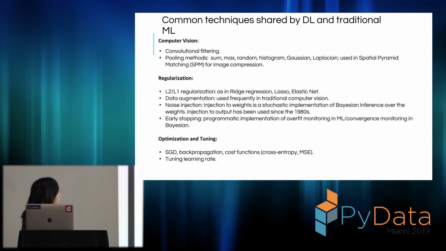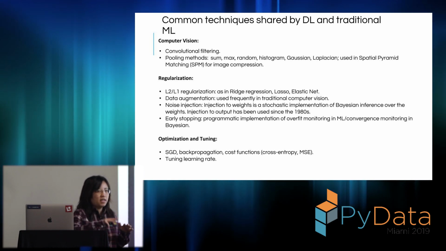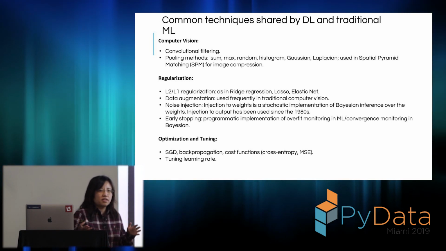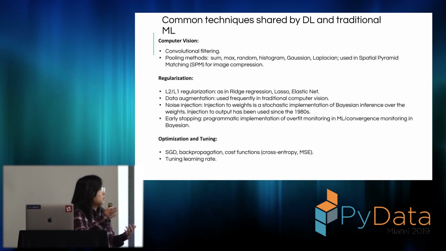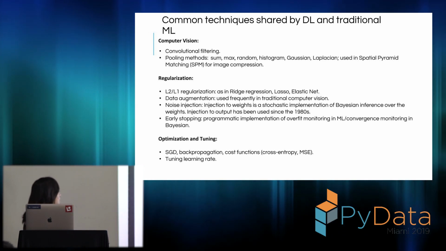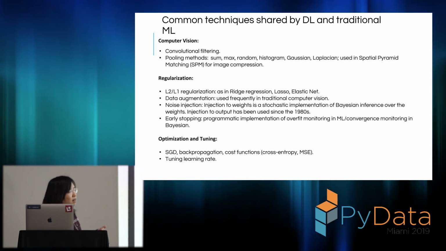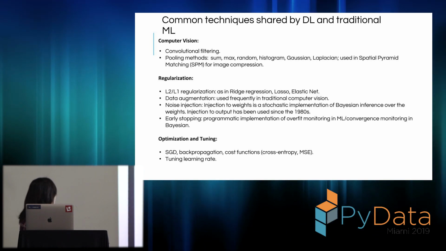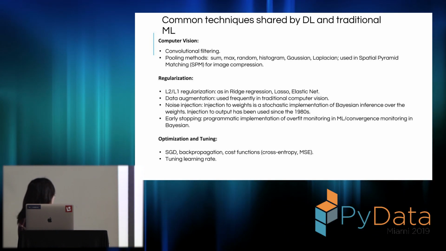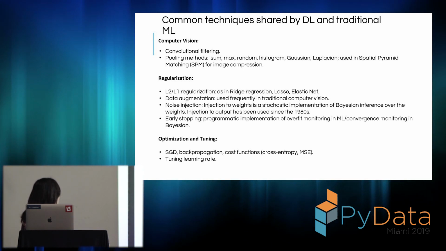In traditional machine learning, we usually plot the charts of training and validation data of the ROC curve and see the gap. And then also in Bayesian, we monitor the parameter convergence. And then early stopping in deep learning is basically a programmatic implementation of such method and then embedded in the neural network itself.